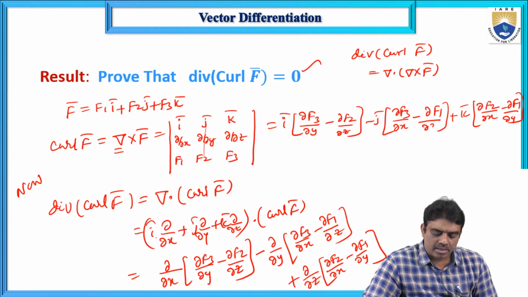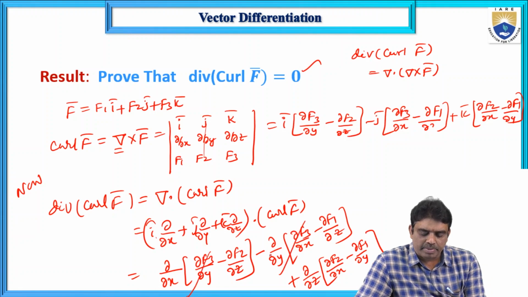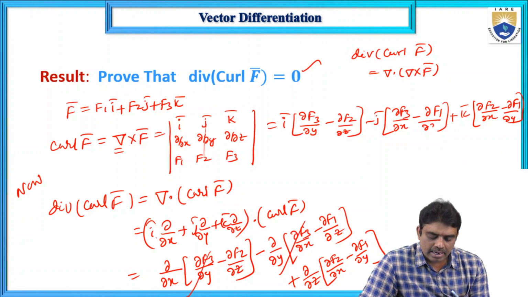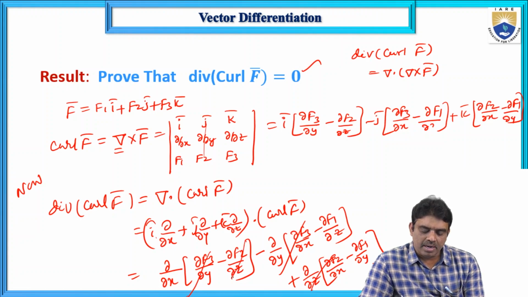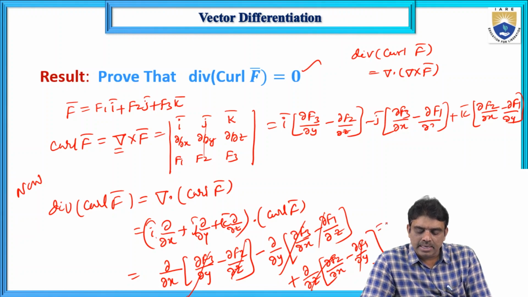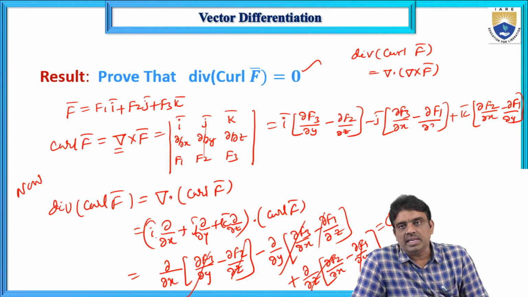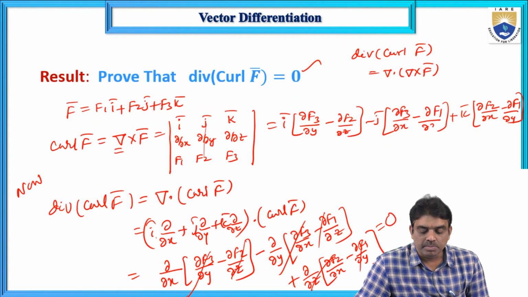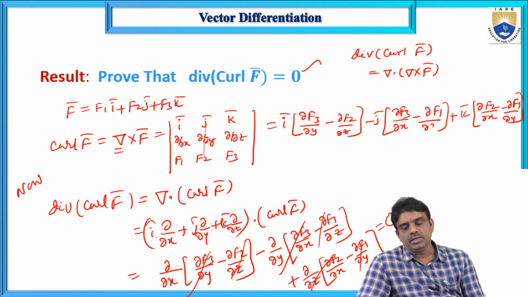So operating each term, dou square f3 by dou x dou y and minus dou square f3 by dou x dou y, those two will get cancelled, and minus dou square f2 by dou x dou z and dou square f2 by dou z dou x, these two also get cancelled. And finally dou square f1 by dou y dou z and dou square f1 by dou z dou y. So all are getting cancelled and the value is equal to 0. So the divergence of curl f bar, if you want to find anywhere, that value will be 0. Without any condition, div curl f bar you can put directly 0.